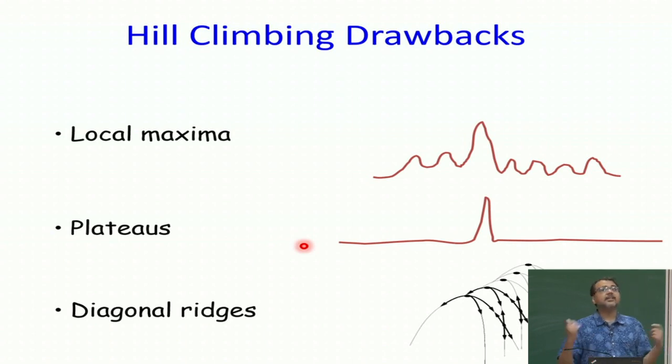And then there are many other characteristics, like something called diagonal ridges. Diagonal ridges says you are at this local optima. The only way you can get to the next local optima is if in one direction you make downward moves and in the other direction you make upward moves. Complicated stuff.